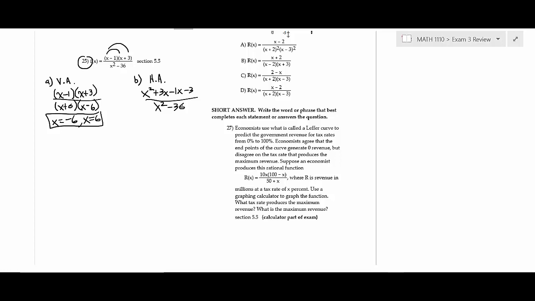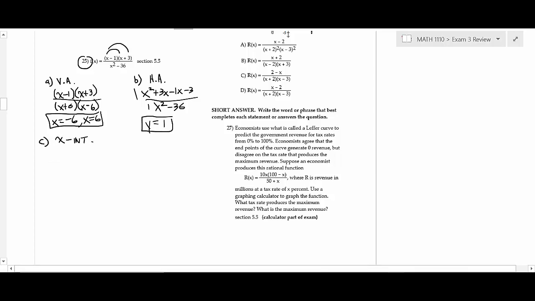Anytime the degree of the top is the same as the degree of the bottom, there's your answer right there. So it's 1 over 1. So your horizontal asymptote is going to be y equals 1. You go back to when we were reviewing horizontal asymptotes, that's how you know. All right, so now the next thing we would probably do is find x-intercepts.